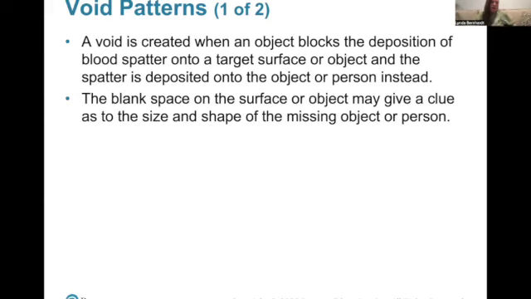Void. I like the void pattern thing. That basically means something was in the way. So if you come upon a crime scene and there's just blood everywhere and there's like a little block where there's nothing, that means whatever was there was taken away. And that void can actually give you a lot of clues for a bunch of stuff.